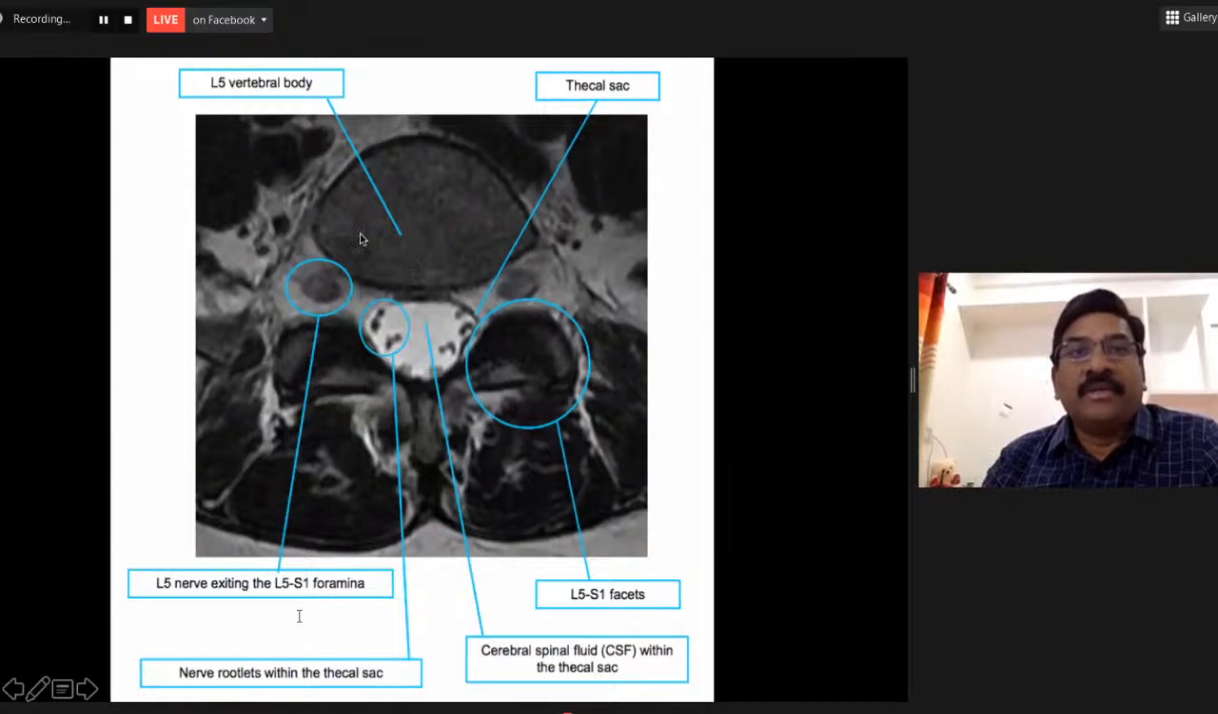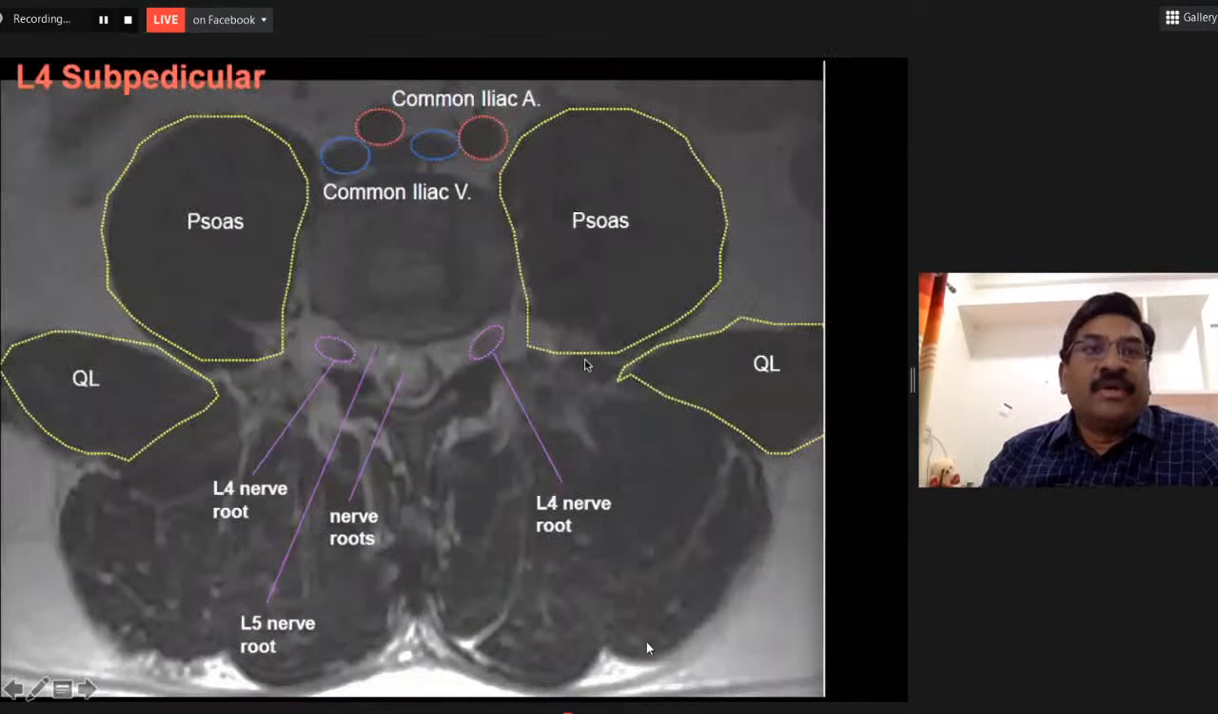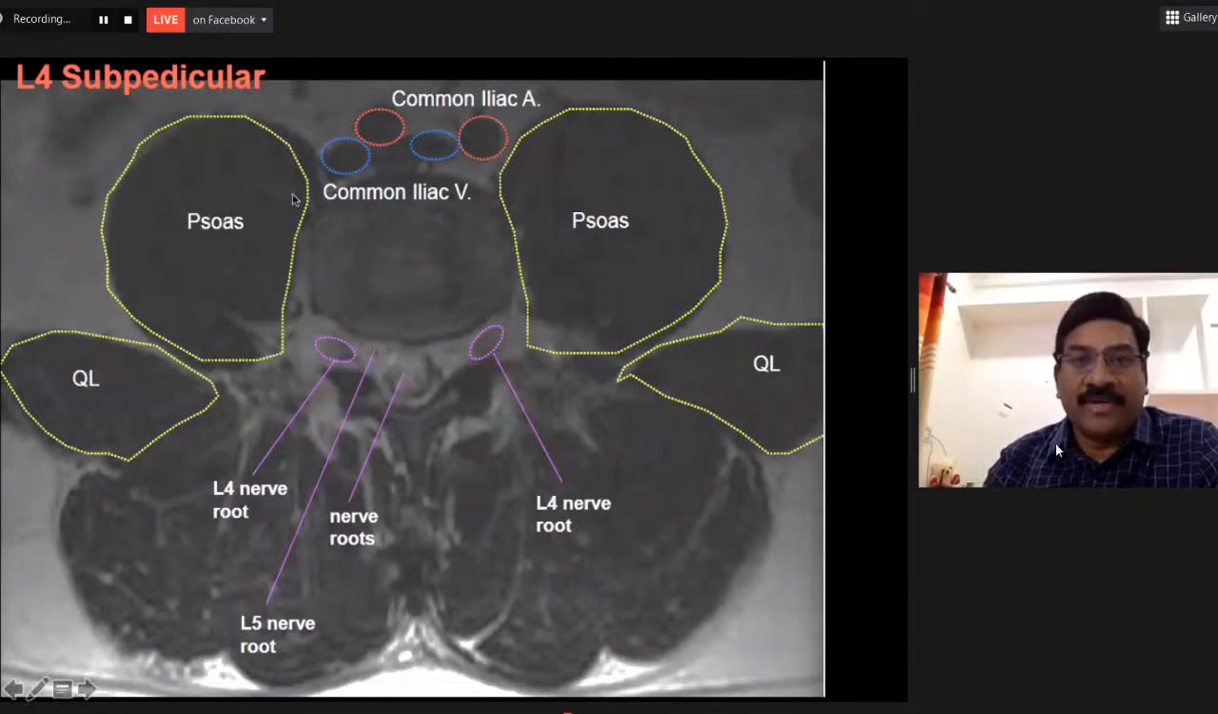So coming to the spine, the nerve roots are very important to identify, which are the nerve roots which are escaping. The L5 nerve root exits at the L5-S1 foramina, and you need to differentiate between the traversing and exiting nerve roots and the facet. I'll come to that in the next section. So a lot of structures surrounding these axial sections we can get in addition to the spinal anatomy. A lot of muscles surrounding the spine and visceral structures can also be seen.